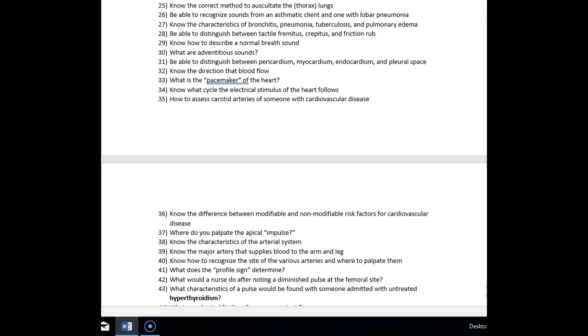Blood returning from the body empties into the right atrium, to the right ventricle, and then it goes to the lungs through the pulmonary artery. The lungs oxygenate the blood, and then it's returned to the left atrium through the pulmonary vein. From there the blood goes to the left ventricle, and then out to the body through the aorta. So I just want y'all to be able to know that path. Make sure that you know that.